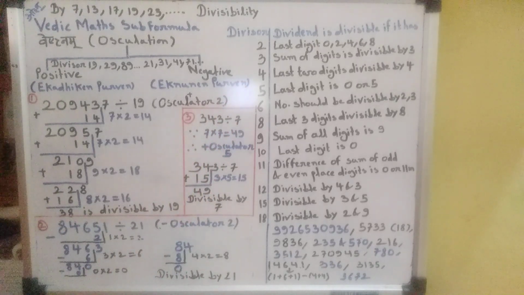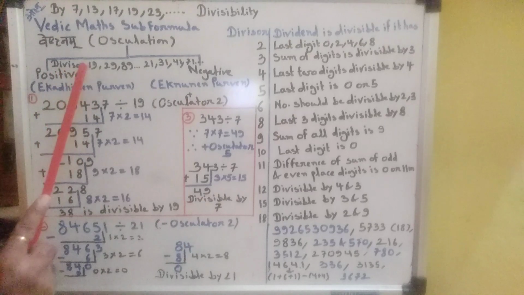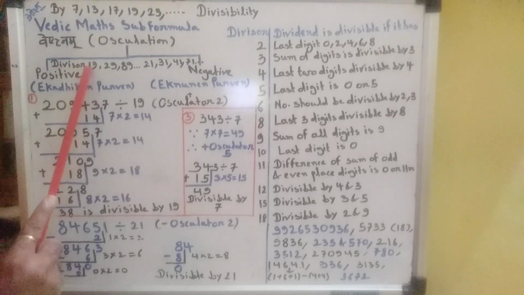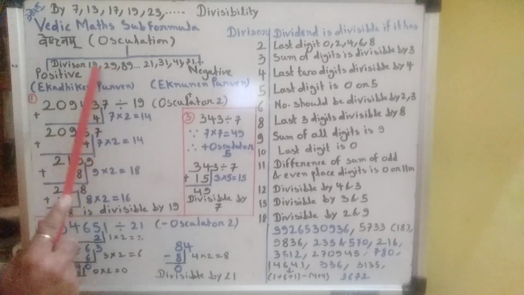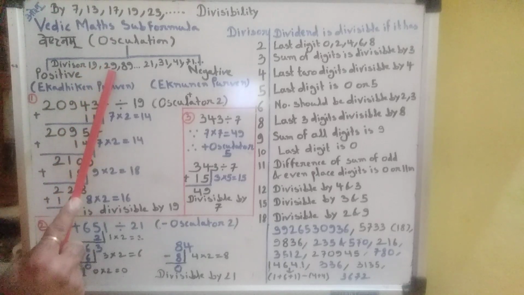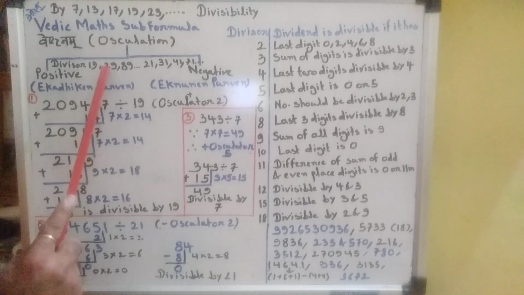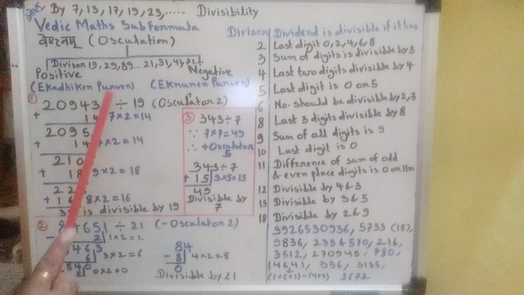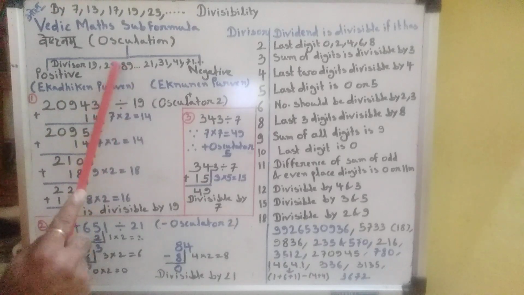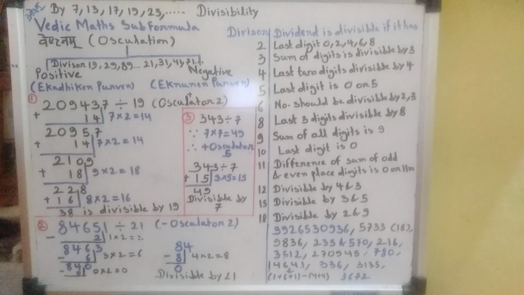The osculator of a number ending in 9 can simply be formed by dropping the last digit 9 and increasing the previous digit by 1. For example, the osculator of 19 is 1 plus 1, 2. The osculator of 29 is the ekādhika of 29, that is 2 plus 1 is 3. The osculator of 89 is 8 plus 1, 9.